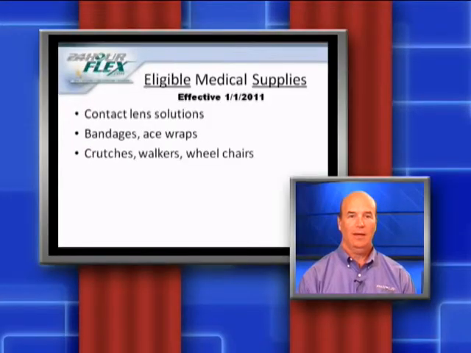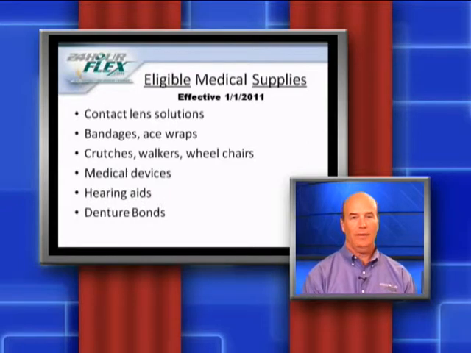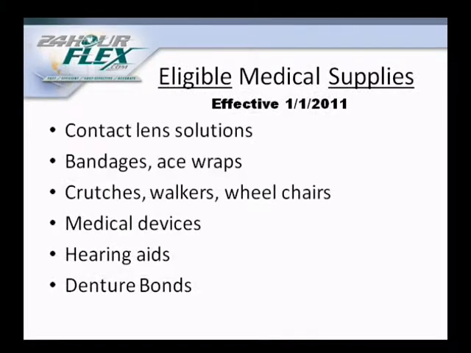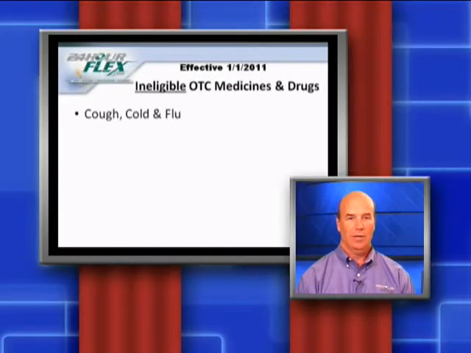Let's take a look at an example. Here are some medical supplies that will be eligible effective January 1st, 2011. Contact lens solutions, bandages, ACE wraps, crutches, walkers, wheelchairs, medical devices, hearing aids, denture bonds. These are all eligible medical supplies.